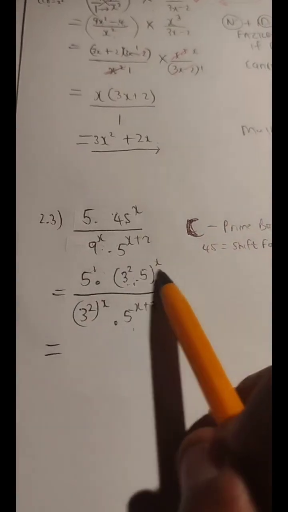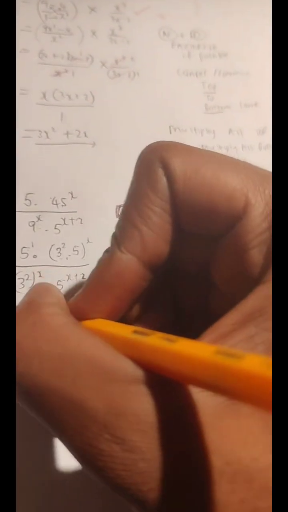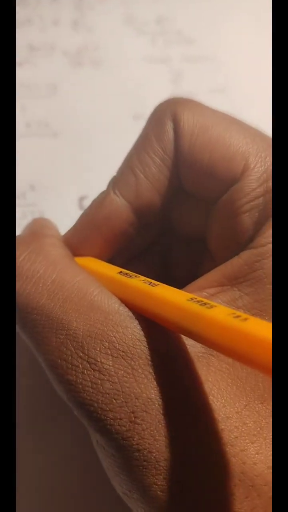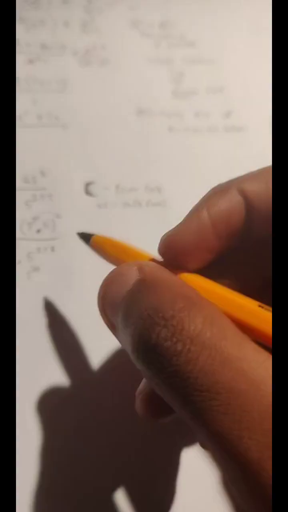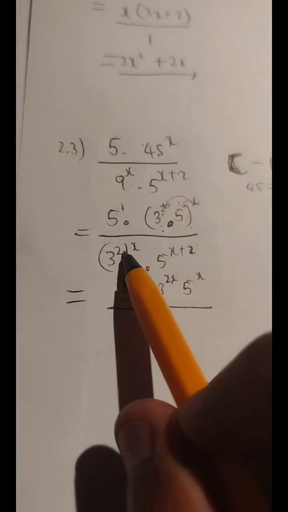Okay, now we are going to expand this one. So we have 5 to the power 1 times 3 to the power 2 times 5 to the power x. We can just say 3 to the power 2 times x, which is 3 to the power 2x. We distribute the x to the 2, and we distribute the x to the exponent that you don't see, which is 1 for the 5, 5 to the power x over. Do the same thing here. Applying law number 3 of exponents, we multiply 2 times x times 5 to the power x plus 2.